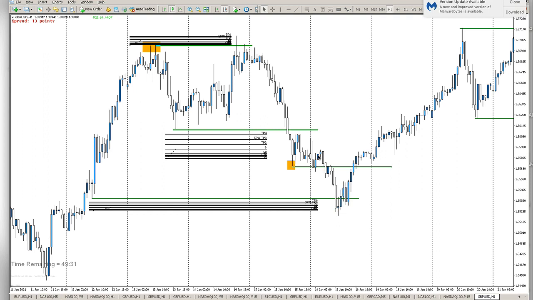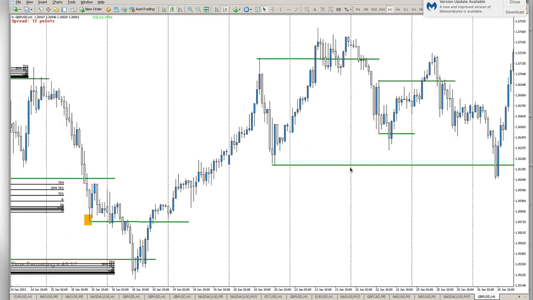So turtle soup, price runs the stops, turtle soup's this low, comes back into the range. Once it comes back into the range and closes, you can drop down into the 50-minute chart and look for an entry on the 15-minute chart. And I've marked off a few.